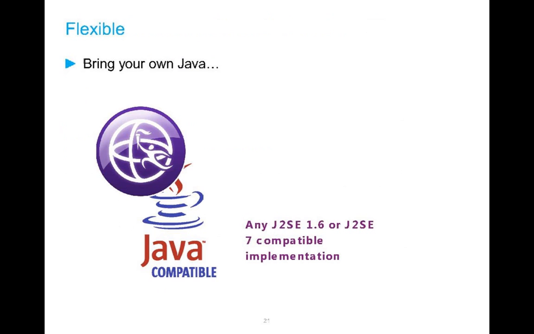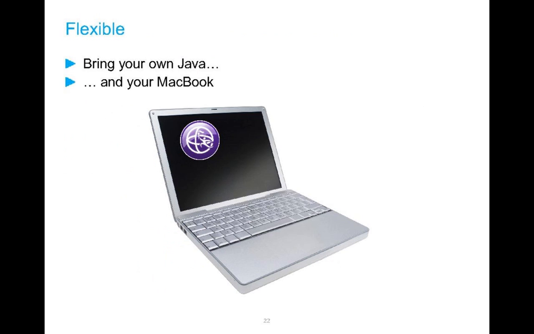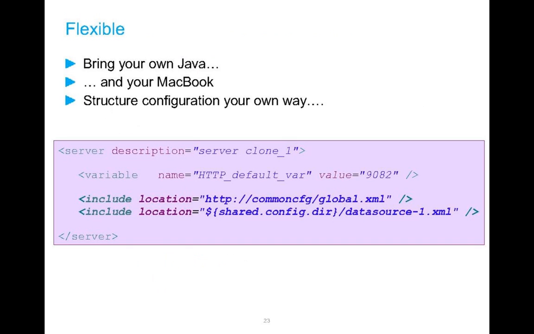So basically you can have different vendor JDKs. We support both the Oracle JDK and OpenJDK as well. And you can have any of the Java SE 6 or Java SE 7 compatible implementations. And we actually do testing with whatever JDKs I have mentioned. You can also use your MacBook and develop on the Mac. This is also a new support that's added, which is not there in traditional WebSphere.